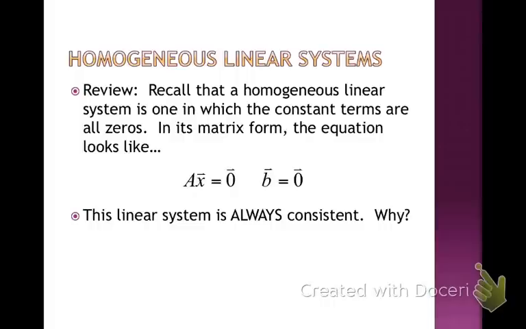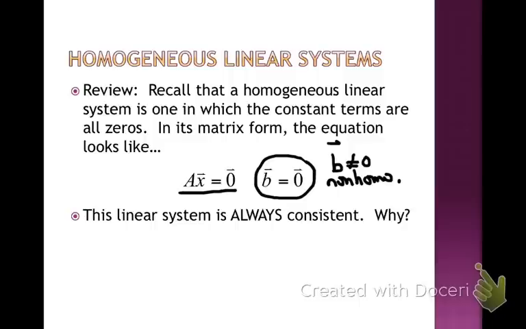A homogeneous linear system is the following. First, we have the matrix equation, AX equal to B. But notice that B is equal to 0. That is what homogeneous is. If B is non-zero, we call this non-homogeneous.